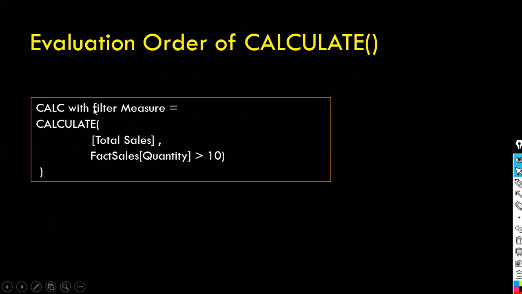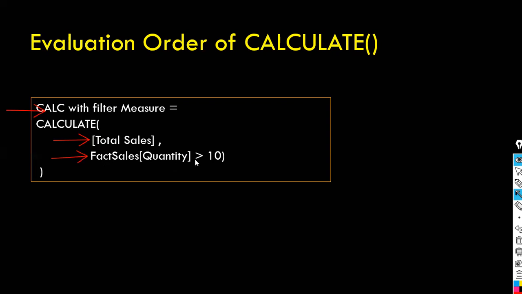In this case, I have a measure, you can see it here, calc with filter measure. On the right side of the equal sign, I have used the CALCULATE function. As I mentioned earlier, you can use a measure inside another measure. This is a measure, and inside the measure I can use another measure. Total sales is equivalent to, remember, sum of sales amount. This is my aggregation, followed by this filter.